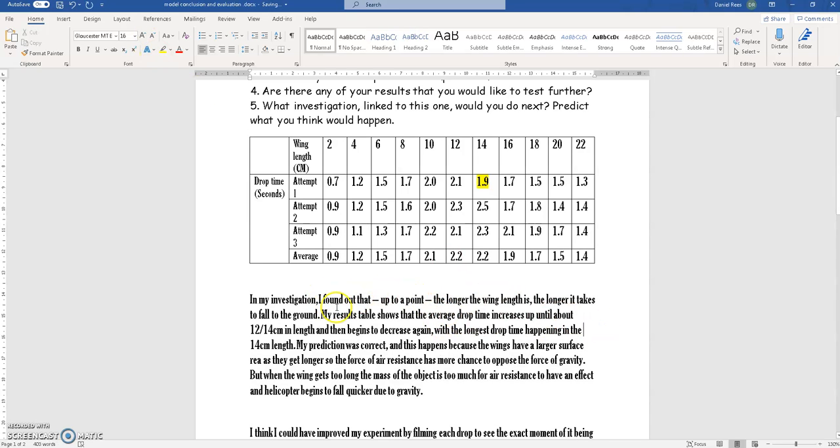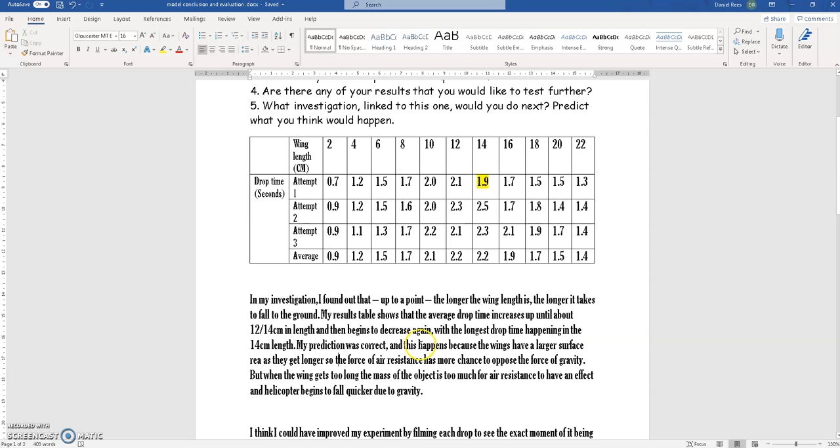But in my investigation, I found that up to a point, the longer the wing length is, the longer it takes to fall to the ground. That's my conclusion. My results table shows that the average drop time increases up until about 12 to 14 centimeters in length, then begins to decrease again, with the longest drop time happening in the 14 centimeter length. That's that one there. My prediction was correct. That's what I thought was going to happen.